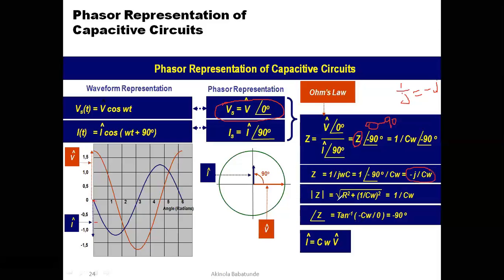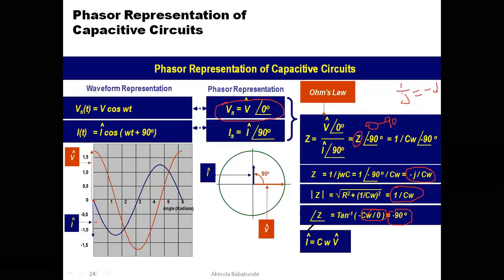If you want to find the magnitude of that, it's going to be the square root of R squared plus 1 over CW squared, which is 1 over CW as it comes up here. And then if you want to find the angle, it becomes minus 1 over CW over 0. Tan here becomes infinity, and tan inverse of infinity gives us minus 90 degrees.